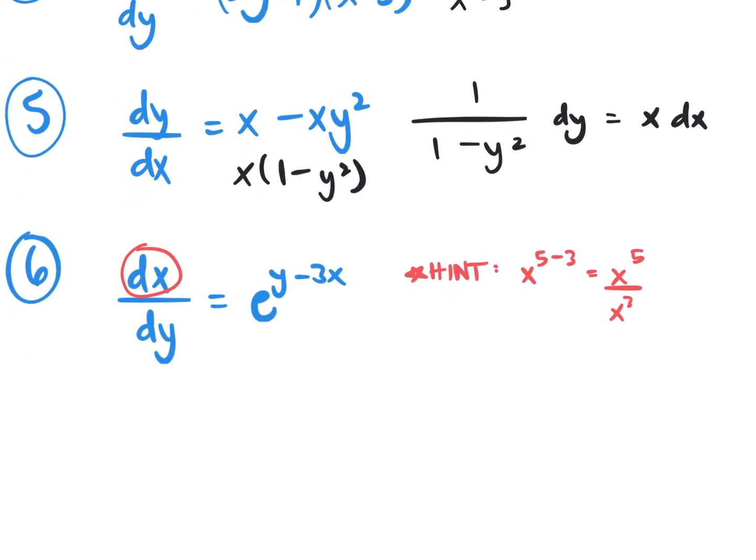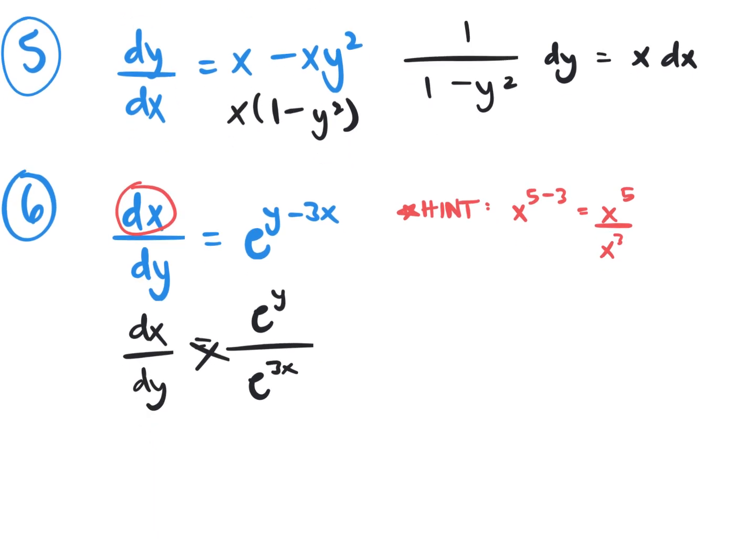And then lastly, number 6, if I were to rewrite this, this would become e to the y divided by e to the 3x. It is not negative, okay, down there. And then if I were to cross multiply this, this would become e to the 3x times dx is equal to e to the y times dy.